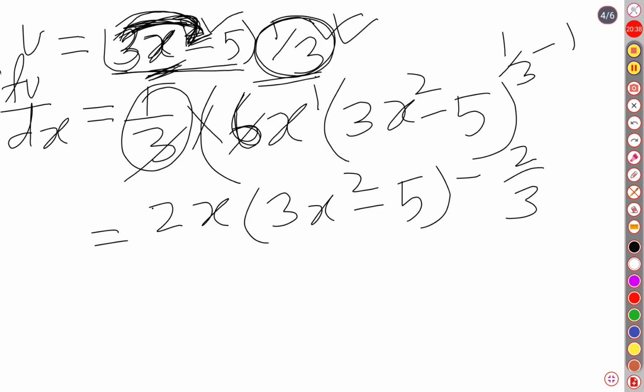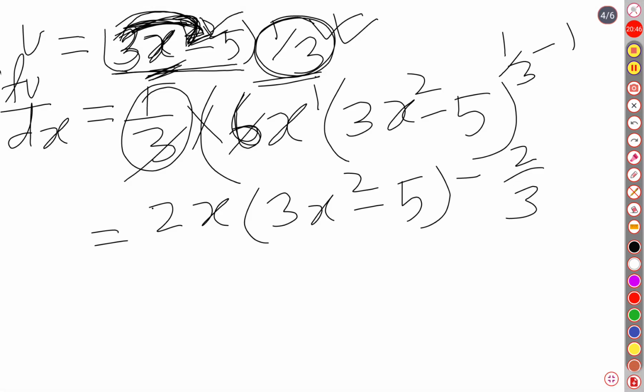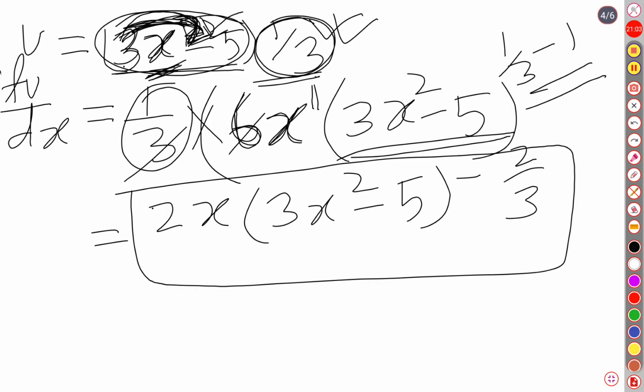Always we will look at the exponent of the variable. So here exponent of the variable was 2. Well, if we subtract 1 from 2, it is going to be only x, I mean x raised to 1. Then the inner function should remain unchanged and the exponent is always reduced by 1. So ultimately what did we get? The derivative of 3x square minus 5 raised to 1 over 3 is 2x into 3x square minus 5 raised to negative 2 over 3.